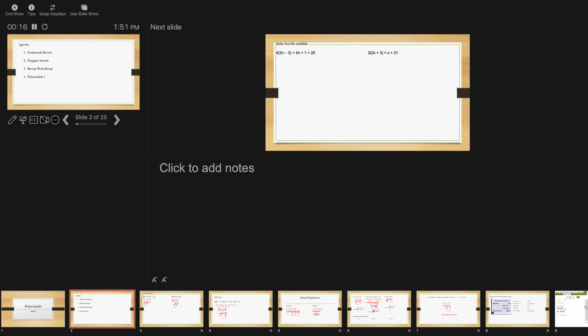Our agenda for today: homework review, did it. Pre-game stretch, end review, did it. We're now up to the recent work recap, and then the first lesson in polynomials. So let's see you solve for the variable. Of course, do stop and start. I know it's a sad day because after this, I don't think there are any more. We've cut back on a lot of the previous review material now that we're past the test, as you shall see.